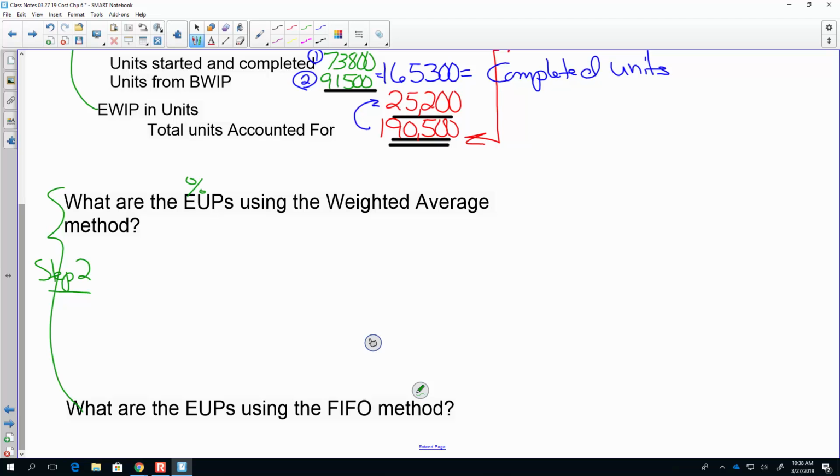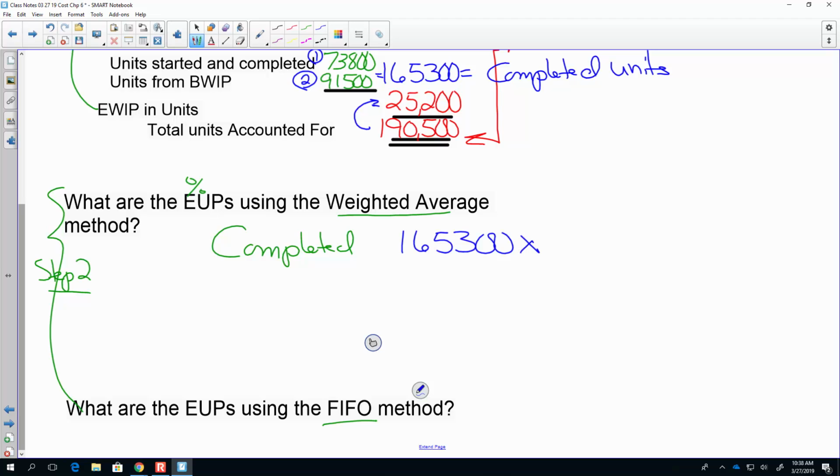So under the weighted average method, remember we have 2 methods, weighted average and FIFO. Weighted average, our heading begins with the word completed units. How many completed units did we have? 165,300. Excellent. 165.3. Does everybody agree? It's coming right from up here.